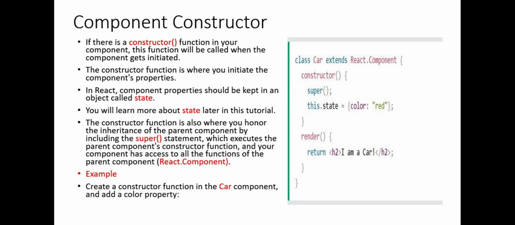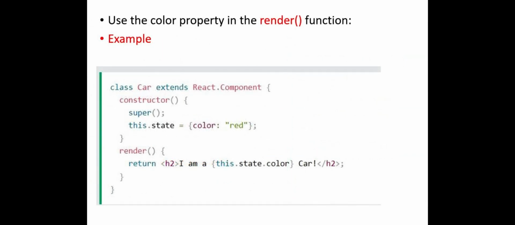The constructor function is also where you honor the inheritance of the parent component by including the super statement, which executes the parent component's constructor function, and your component has access to all the functions of the parent component, React.Component. Example. Create a constructor function in the Car component and add a color property. Code. Use the color property in the render function.